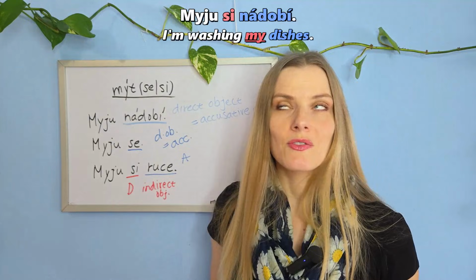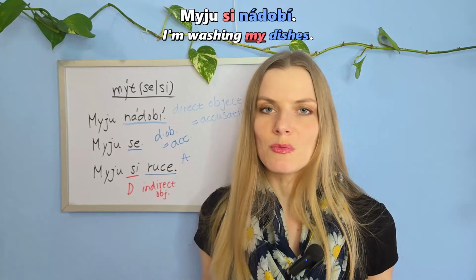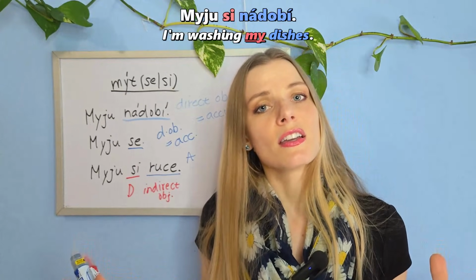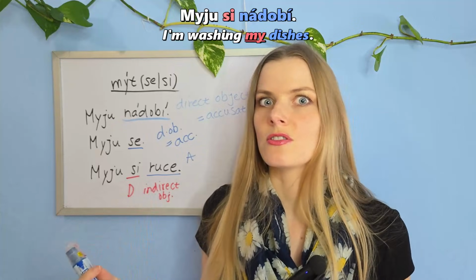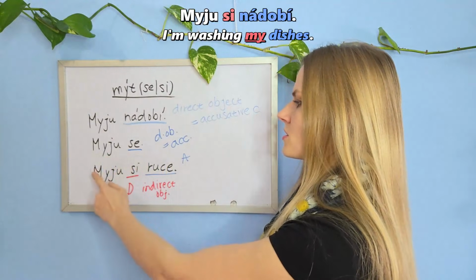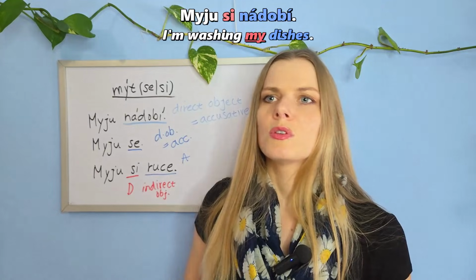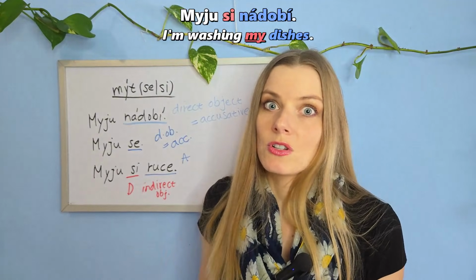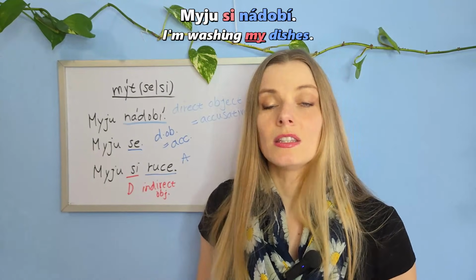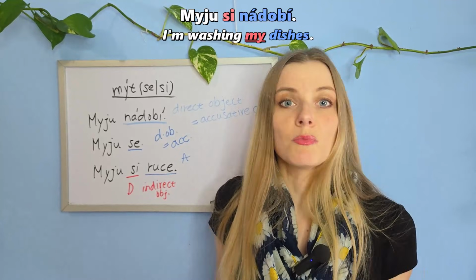Surprisingly, it does. If you said Myju si nádobí, it means you would emphasize that you're washing your dishes. So we would have the same structure like this. Oh, Myju si nádobí. You know, these are my dishes and I'm washing them. Not a typical sentence, but it's correct. And it makes sense too.